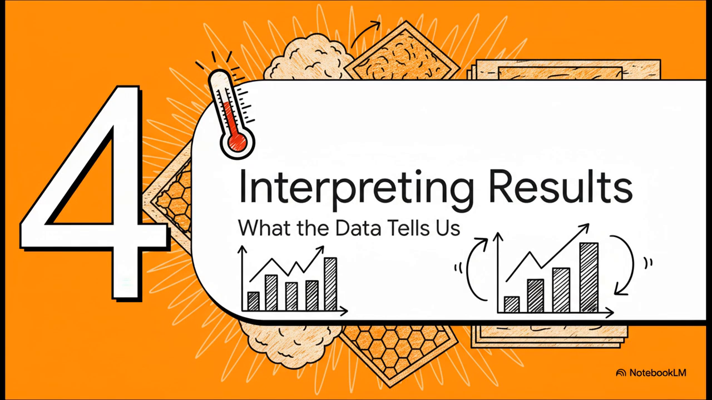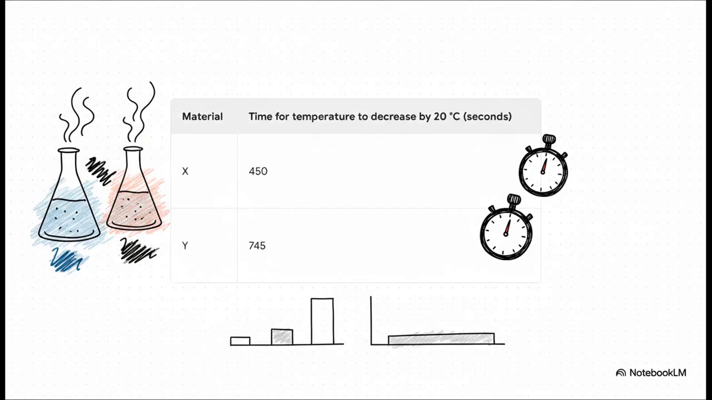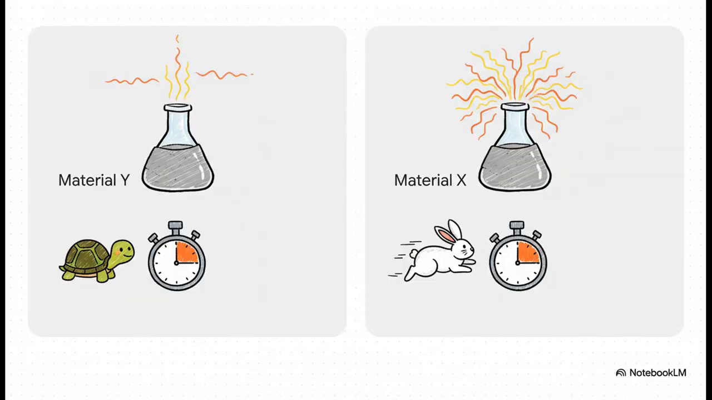Okay, the experiment is done, the math is finished, we're on the home stretch. This is maybe the most important part, looking at our results and figuring out what they're actually telling us. What's the story here? So here it is, the data for 2 of the materials they tested, material X and material Y. The table shows how many seconds it took for the water to cool down by 20 degrees with each one. Just take a second and look at those numbers. What do you see?